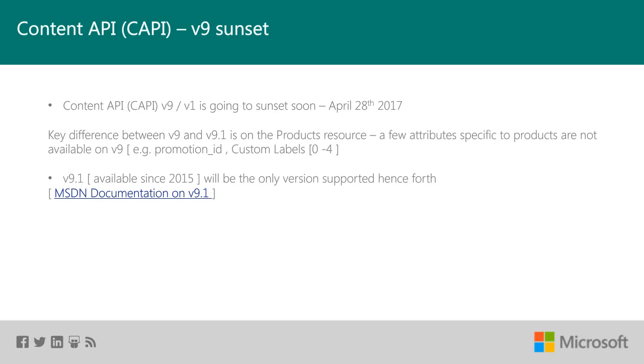A few quick notes on what's changed. The product resource has changed. We have added more columns in V9.1 around custom labels and a few others, which are not available in the older version. So upgrading to 9.1 will give you more options and a more data-rich feed.